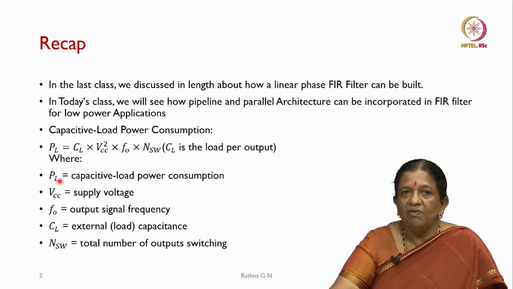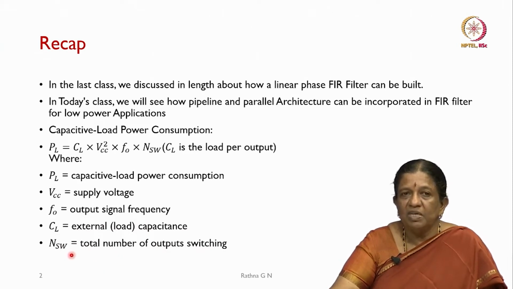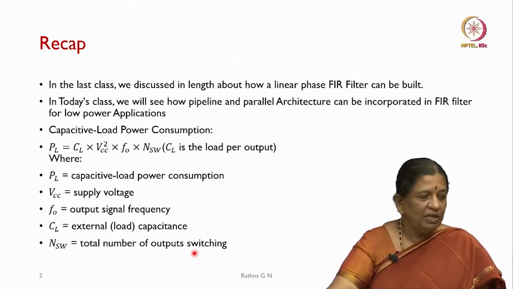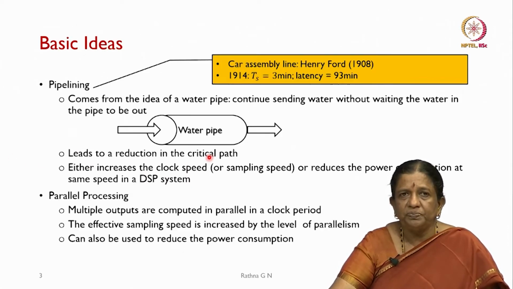Here PL is the capacitive load power consumption, VCC is our supply voltage, F naught is our output signal frequency, CL is the external load capacitance, and NSW is the total number of outputs switching. If we assume 1 bit being transmitted, then N is equal to 1, so the switching load will be 1 in this case. If we have more bits, that also will contribute to our power consumption.